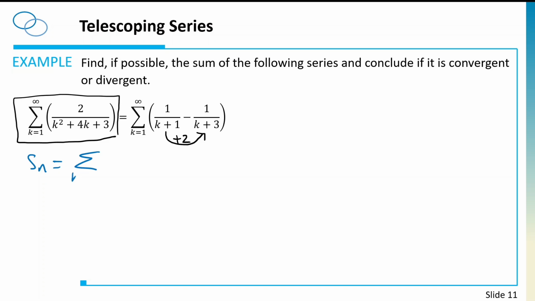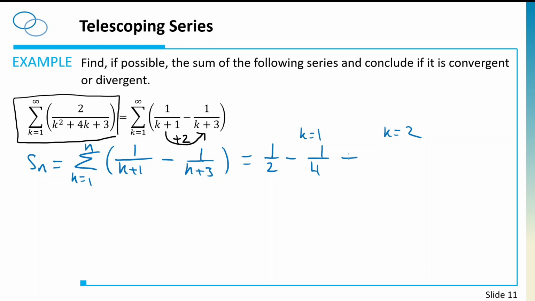So this is Sn, the sum from k equals 1 to n of 1 over k plus 1 minus 1 over k plus 3. Now, this is the trick. You need to take the first 2 terms. At k equals 1, it's 1 over 2 minus 1 over 4. At k equals 2, it's 1 over 3 minus 1 over 5. Then I'll stop, only the first 2 terms.